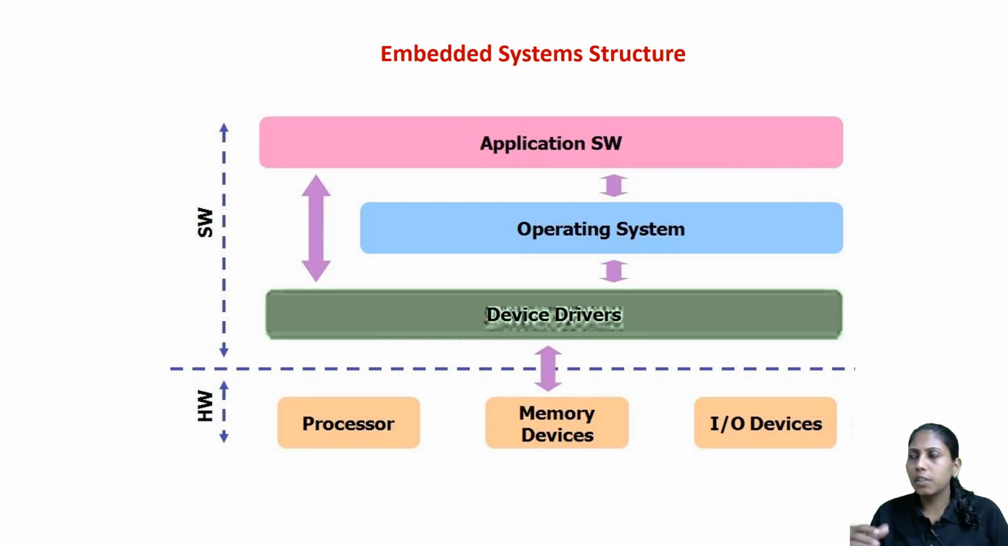I think now it's clear. Just imagine different applications, different products of embedded systems, then you will be able to connect all this information that I'm telling. I think even in a washing machine, the software operating system and all is not required, right?